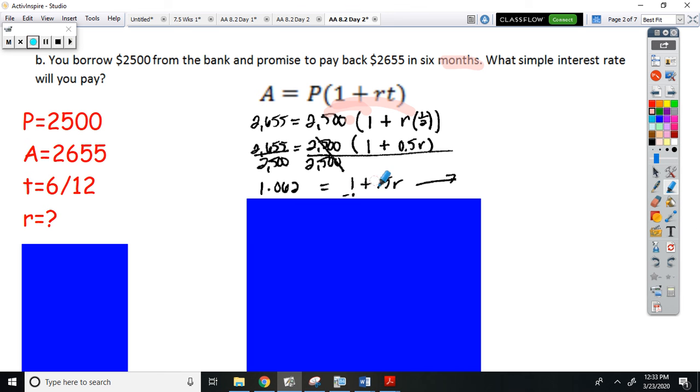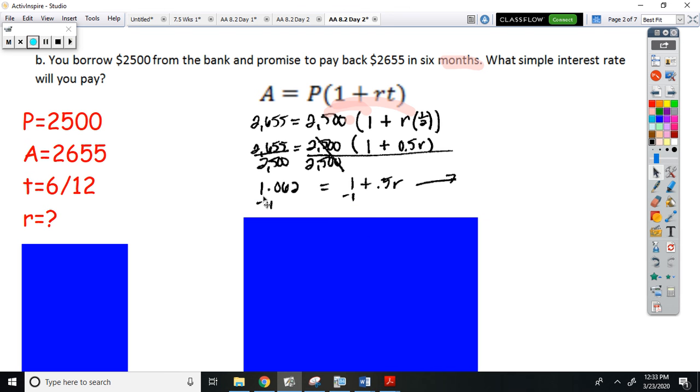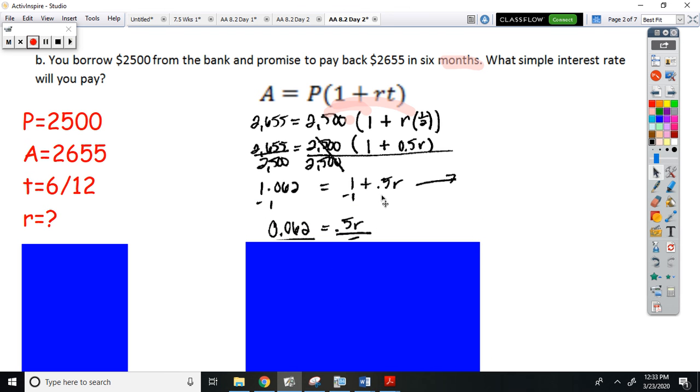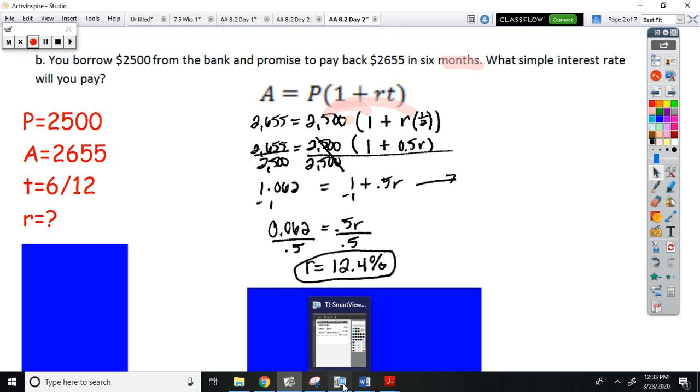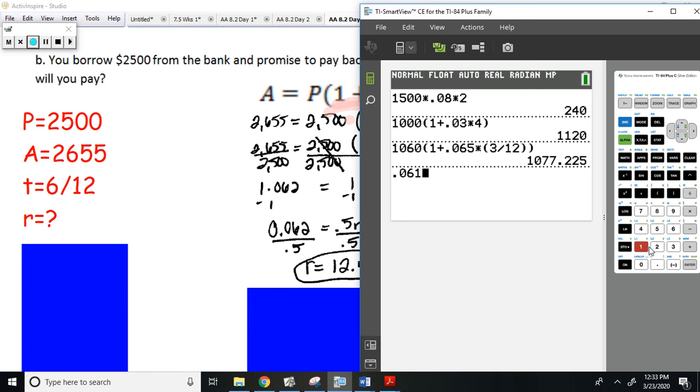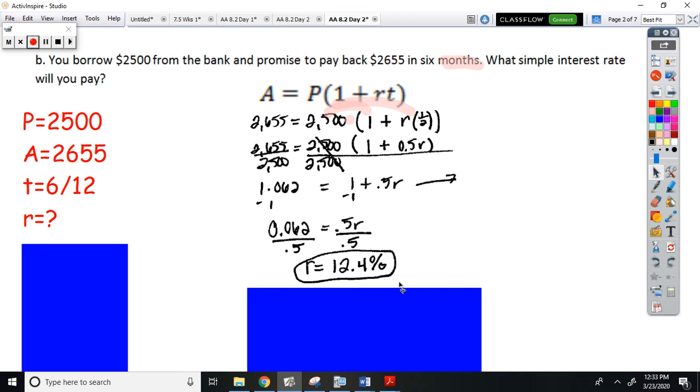Make sure you don't add these two things together. These are not like terms. So we cannot make it like 1.5R, for example. We can, however, undo addition of 1 with subtraction of 1 on both sides, which gets me 0.062 equals 0.5R. And then we'll undo multiplication with division. I actually converted it in my head, so let's just double check. 0.062 divided by 0.5 gets me 0.124, and then we convert that back to a percentage. So I multiplied by 100 or moved the decimal 2 spaces in my head, 12.4%.